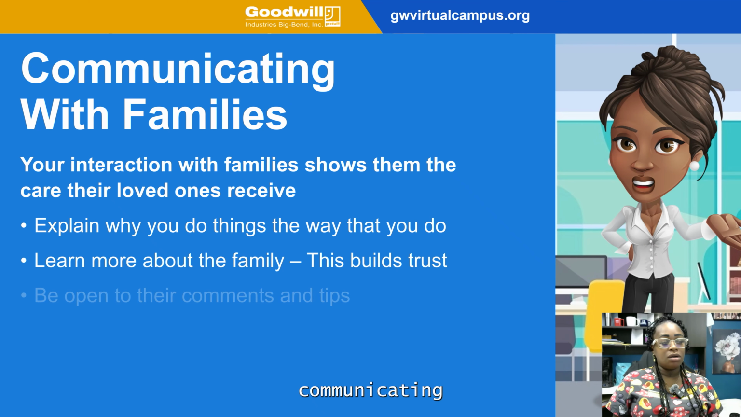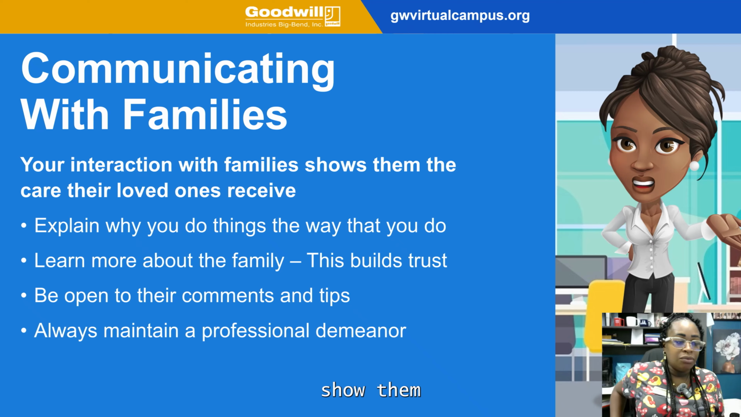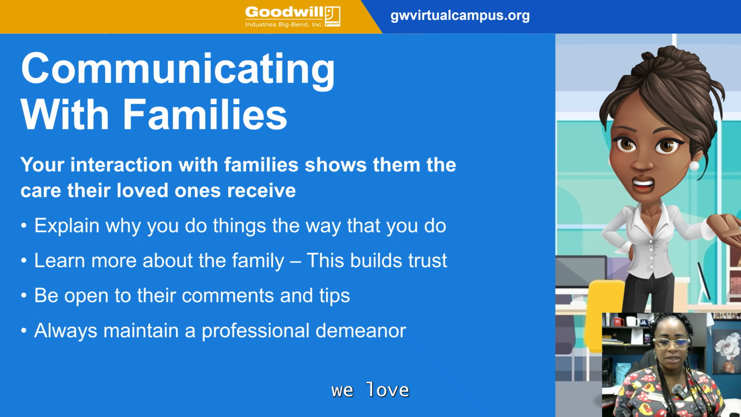When it comes to communicating with families, we're going to show them that we care for their loved ones by the care they receive, because we love what we do. We're going to explain why we do some of the things we do when it comes to taking care of their family members. We're going to talk and learn a little bit more about the family, and it's going to build trust so that they can come in every day and know that we're on shift and we're going to do our job and take care of their family member.